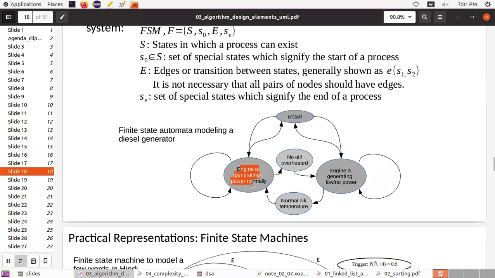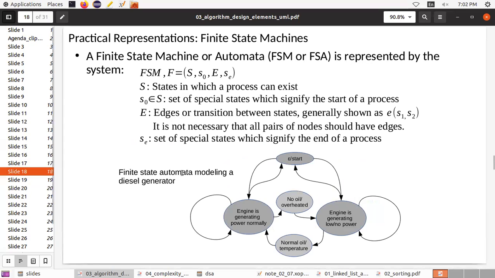So, is the engine generating power normally? If the engine is generating power normally, then you go through this particular loop. When the engine is started and the engine is generating power normally, you keep circulating in this particular loop. But if the engine is not generating power normally, you get into this particular state, which could be a state where there is no oil in the generator or the generator is overheated. And because of this, you would go into a situation where the engine is generating low power or no power. Now from here, if normal oil and normal temperature is restored, then ideally the engine should again go back to the state where the engine is generating power normally and it should continue to be in that state.